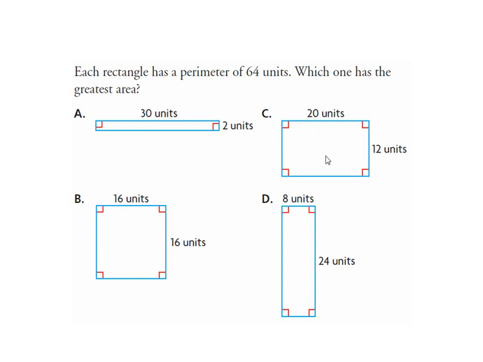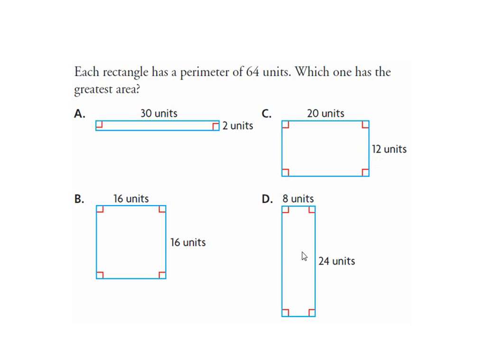How about this one? This one is 20 plus 20, so 40, right? 40 plus 24, so 64, right? So the perimeter is 64. How much is the area? The area is 20 by 12, right? So 240. 240 is still smaller than the square, right?